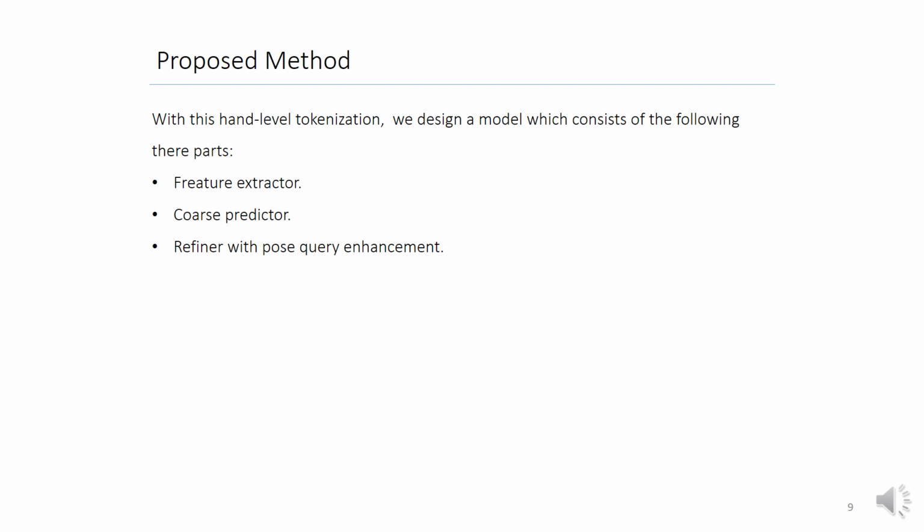With this hand-level tokenization, we design a model which consists of the following three parts. The feature extractor, which is deployed based on backbones such as ResNet or EfficientNet. The coarse predictor, which generates a coarse hand pose prediction using residual log likelihood loss. And the last one, the refiner with pose query enhancement, which refines the coarse pose prediction iteratively.